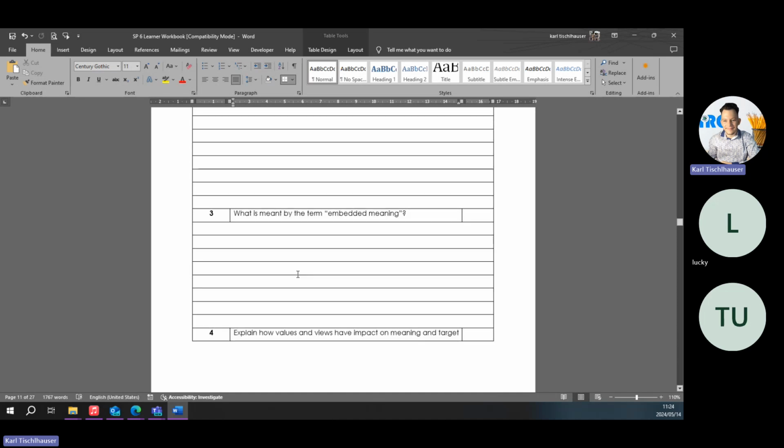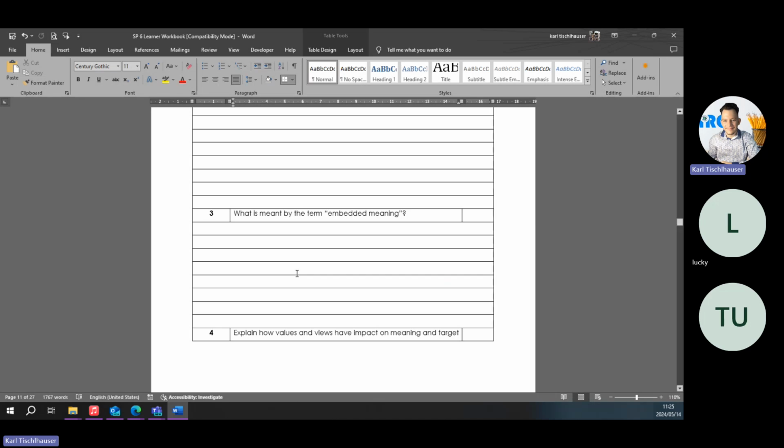Then it says, what is meant by embedded meaning? When you embed something, it means you put it in. Normally embedded meaning is more explicit. It can be implicit, but it's mostly explicit. It's when you put something in, and you say straight up, this is what I mean. So it's being very specific, and it's forcing that added meaning into the text that you're sharing.